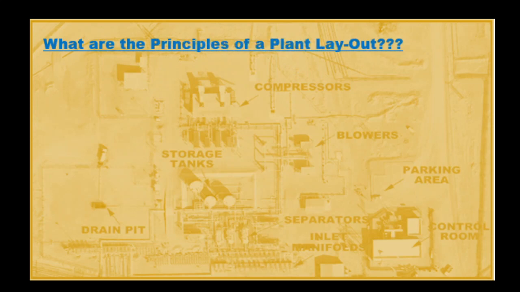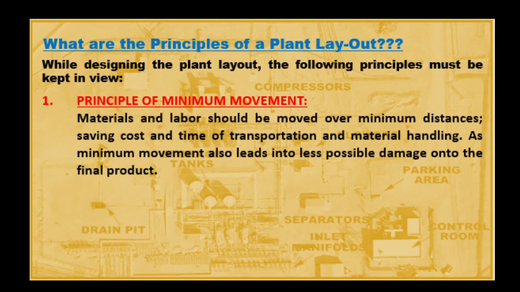So dito naman tayo sa tinutukoy nating principles of plant layout. So ano ba yung mga corresponding principles that were actually used to establish a good plant layout? So first one is the principle of minimum movement. Materials and labor should be moved over minimum distances, saving costs and times of transportation and material handling. As minimum movement also leads to less possible damage onto the final product.